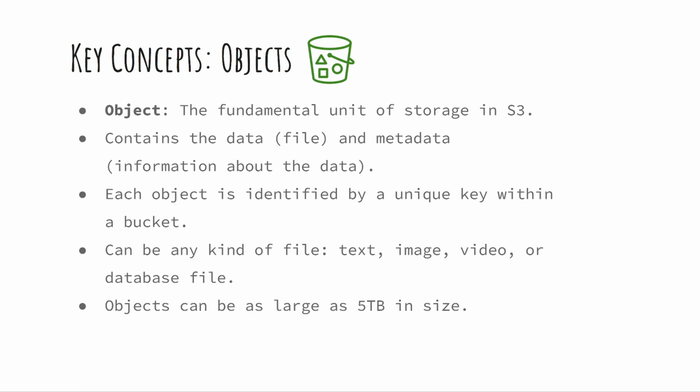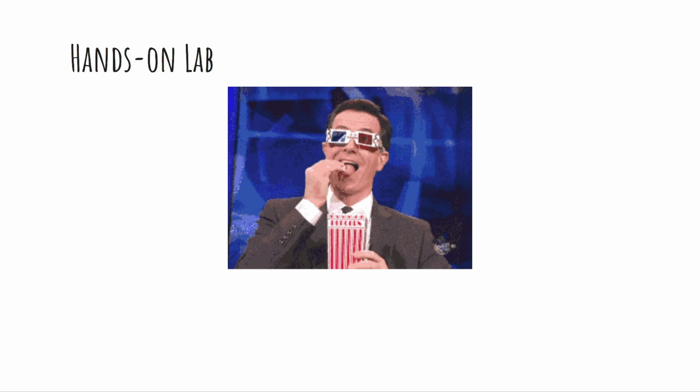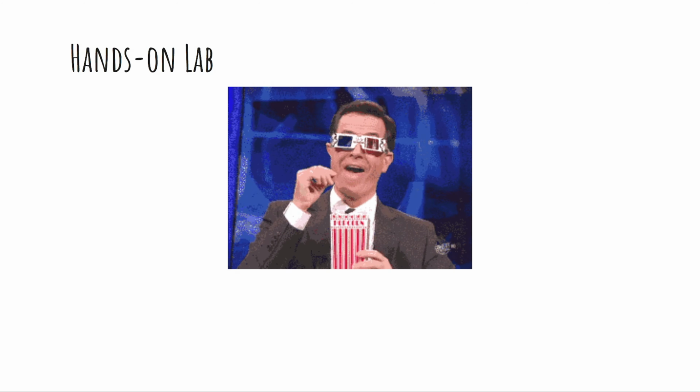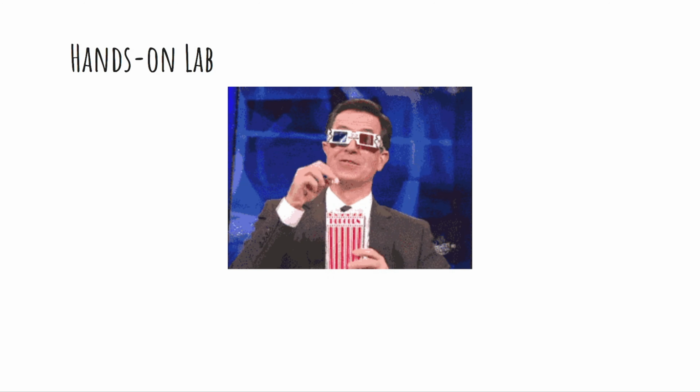An object in S3 is essentially a file along with its metadata. Each object has a unique key within its bucket and can be any file type, from text and images to videos or even databases. Objects can be up to 5 terabytes in size. Now that we've covered the basics of Amazon S3, we'll move on to a hands-on lab.